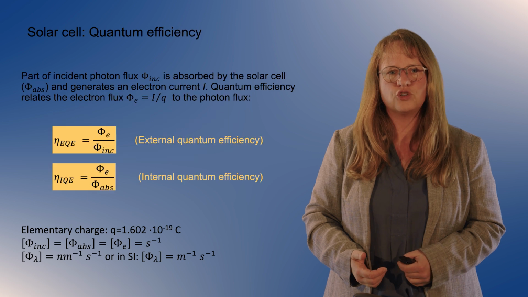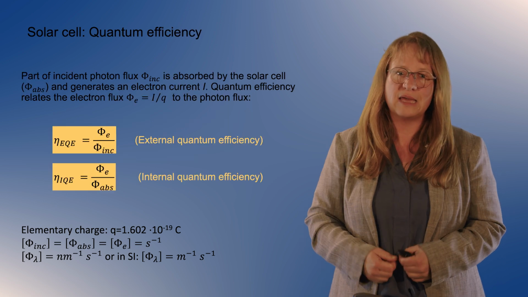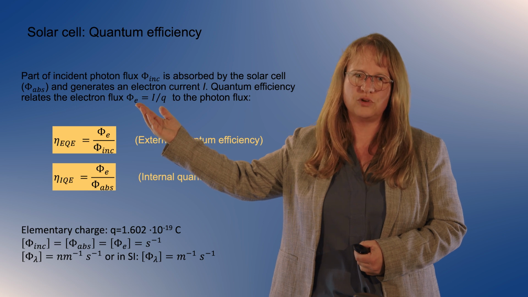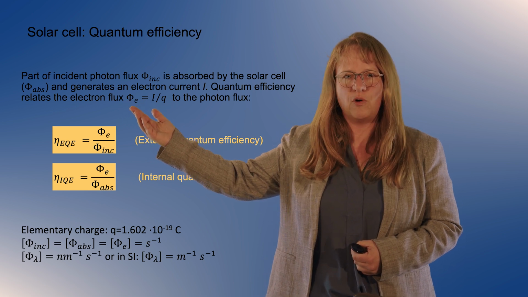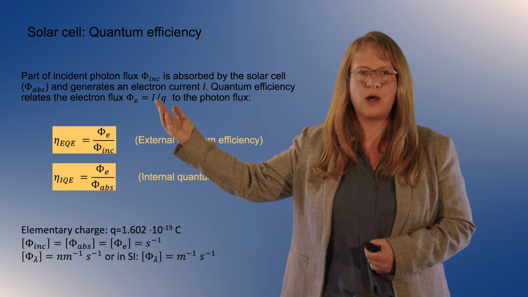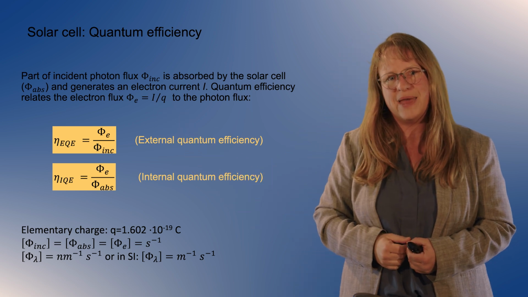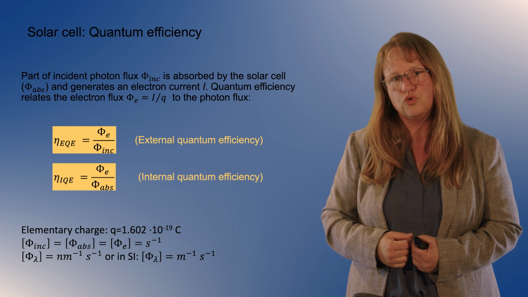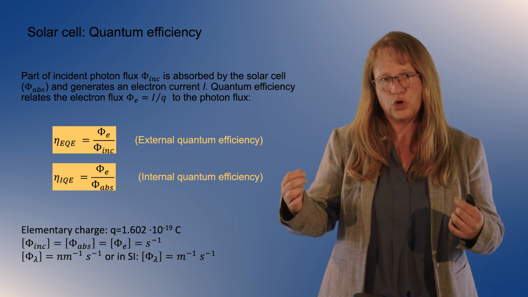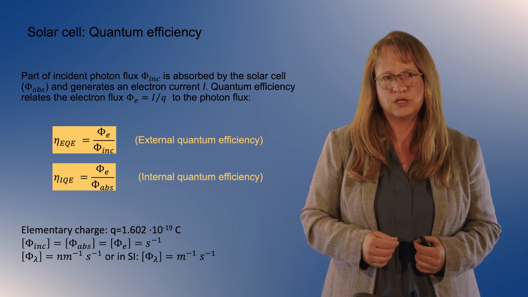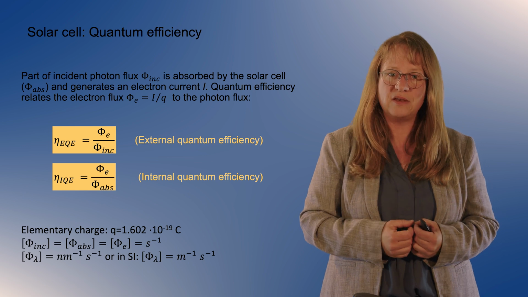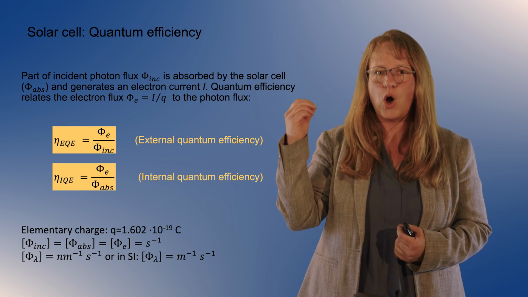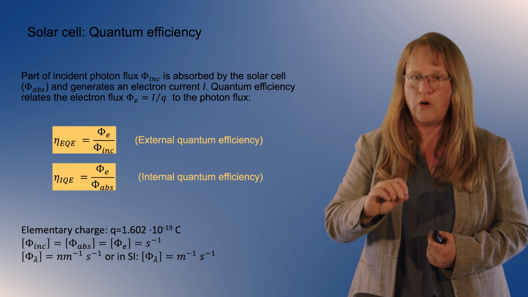And this electron current I then can be related to the number of electrons we have. So phi E is the number of electrons, and it's given by the current I divided by the elementary charge q. So phi E is how many electrons we have in our solar cell per second. And therefore, we can then define a quantum efficiency that relates the number of electrons to the number of photons.